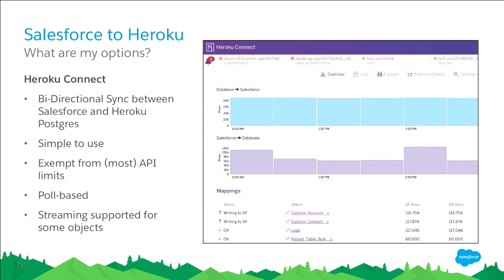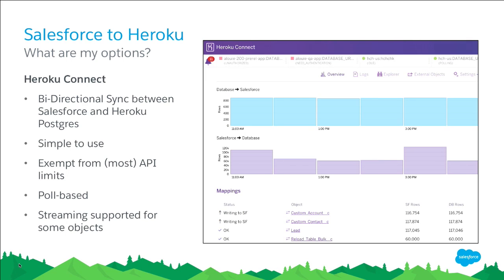So the first one, Heroku Connect, for the wide majority of use cases, it is a great solution. And it's super easy to use. The basic idea is that it syncs data between a Salesforce org and a Heroku Postgres database. So if you make the changes in Salesforce, those changes get reflected into Postgres. And if you make the changes in Postgres, they'll get reflected into Salesforce.